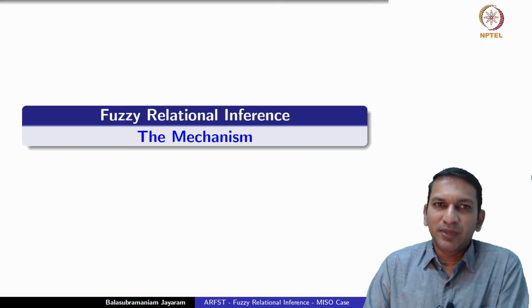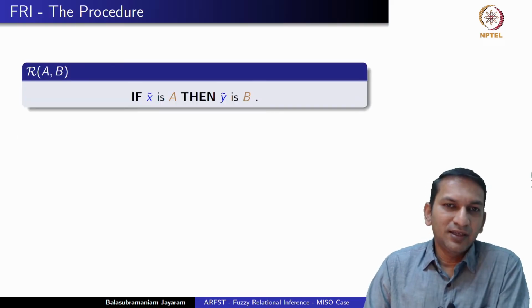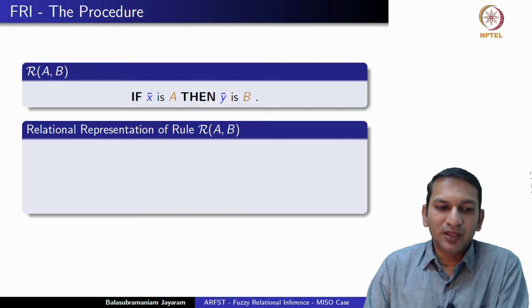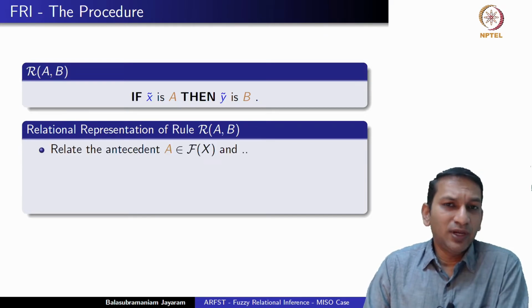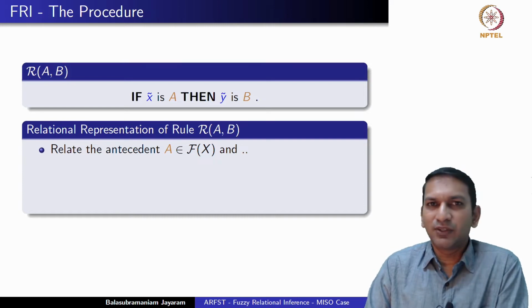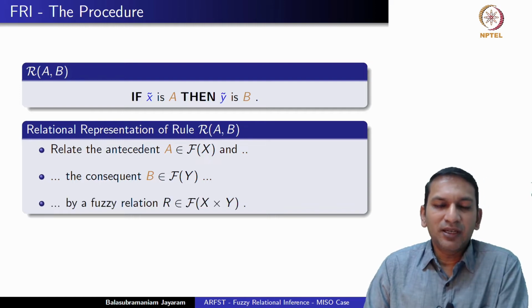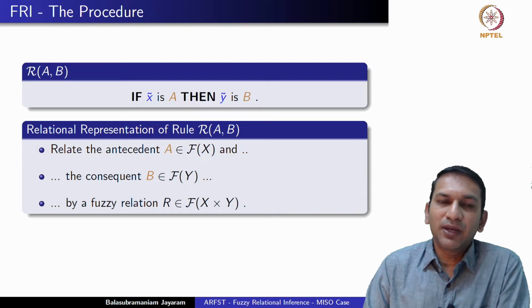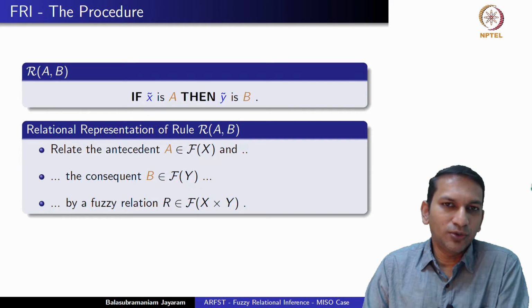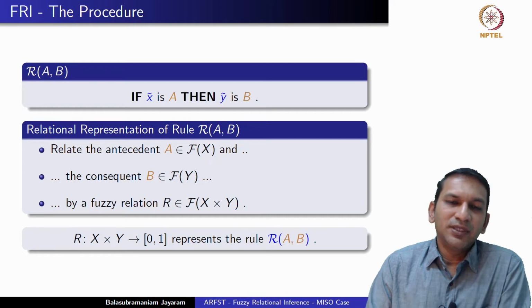A quick recap of the mechanism of fuzzy relational inference. So we are given a single input, single output rule. Firstly, we would like to get a relational representation of this rule. That means we would like to relate the antecedent A, which is a fuzzy set on X, to the consequent B, which is a fuzzy set on Y, and capture it as a fuzzy relation on the Cartesian product X cross Y. Note that X and Y are the underlying input and output domains. So essentially, we want to build a fuzzy relation from the given rule.